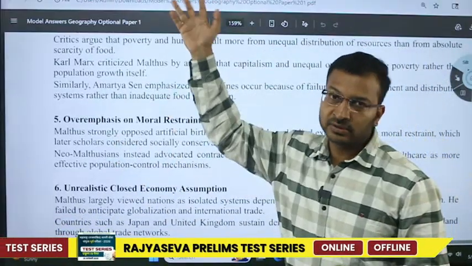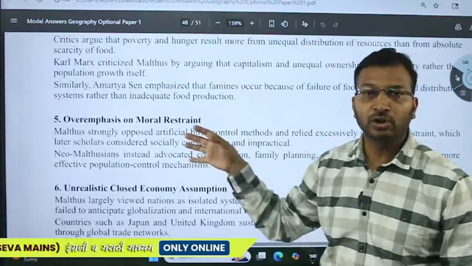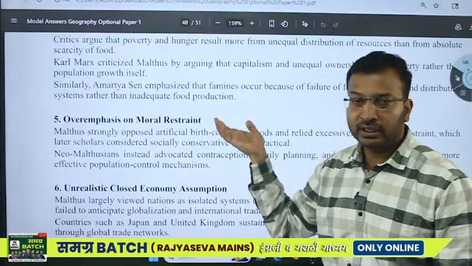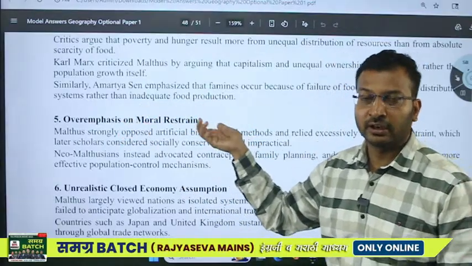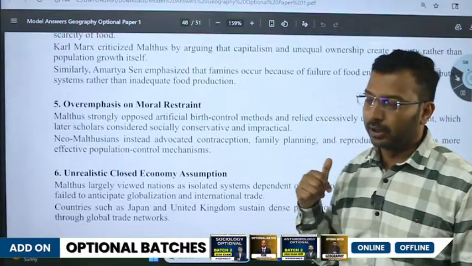Then overemphasis on moral restraint. Since he was a clergyman, he gave more emphasis to moral restraint, celibacy practice karo, but he didn't talk about modern technologies like contraceptives, pills and all, which are used for controlling birth.